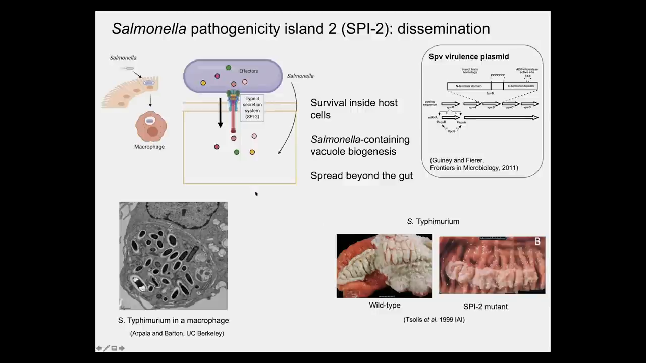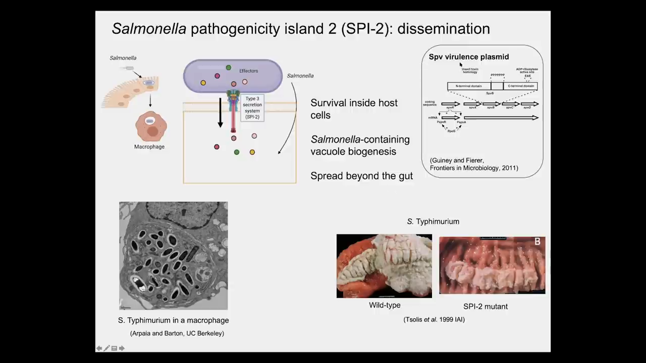You can see here Salmonella replication inside the macrophages, that is, inside this vacuole. And this type 3 secretion system encoded by SPI-2 also contributed to diarrhea, although to a lesser extent than the SPI-1 type 3 secretion system. And it is primarily involved also in the spread of Salmonella beyond the gut.